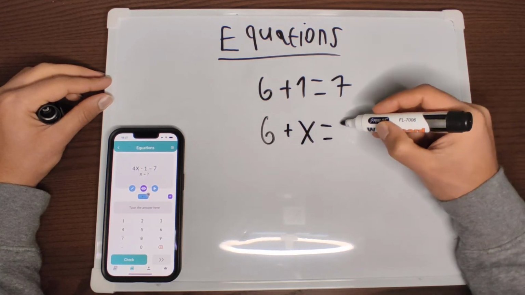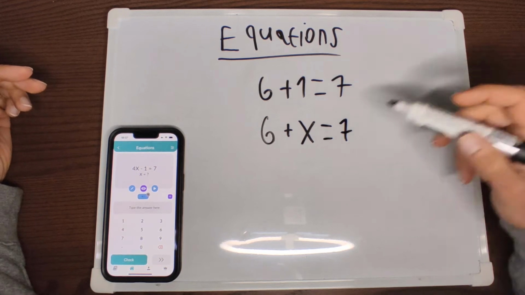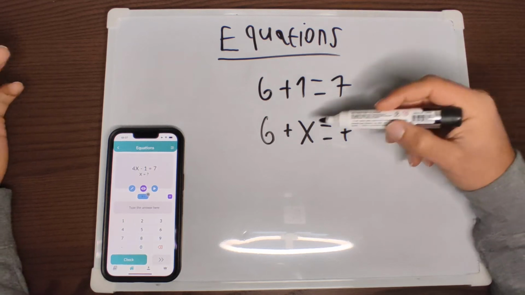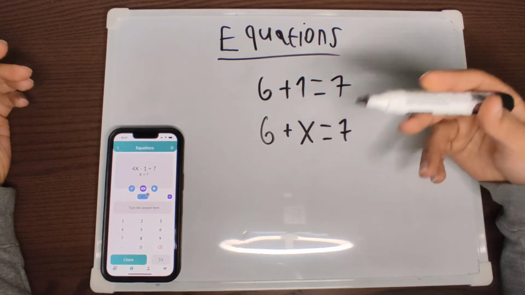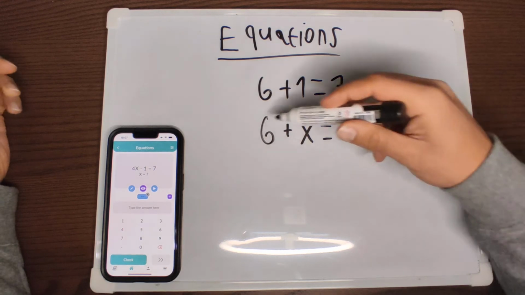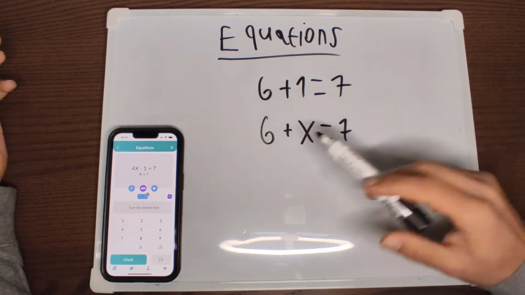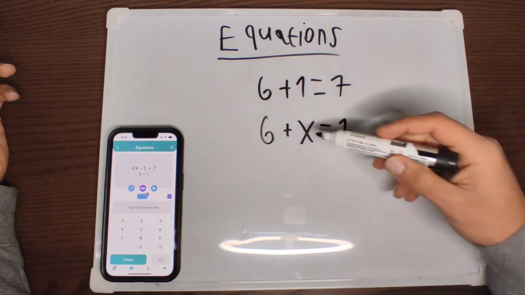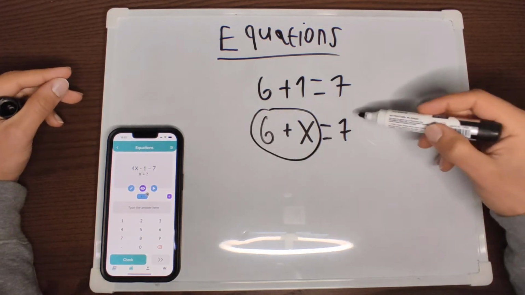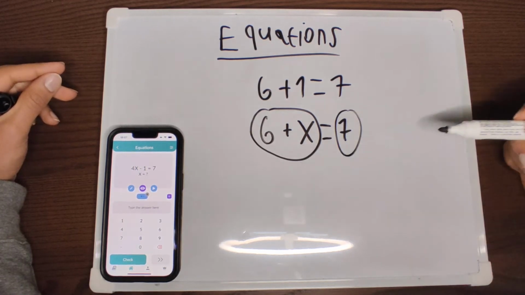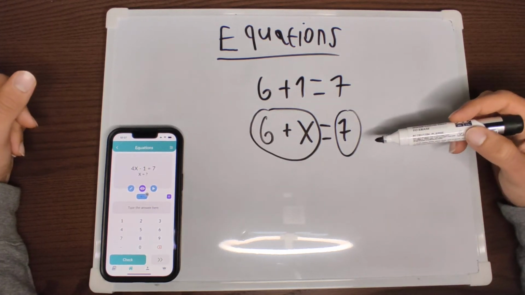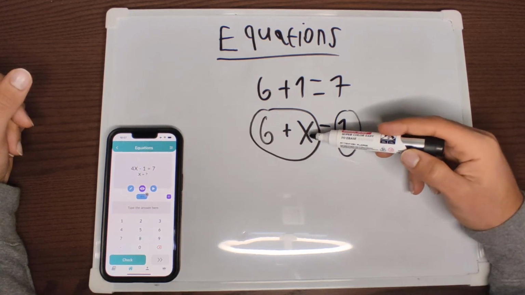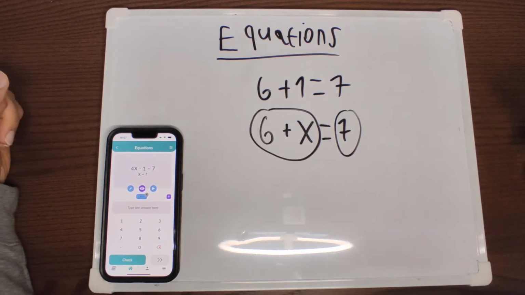x equals 7. So the x here is a variable. We can't know its value until we solve the equation. So the question here is actually, hey, 6 plus what will give me 7? Because I know that I must make sure that the left side of the equation equals the right side of the equation. So what should I write instead of this x so that the equation will be correct?